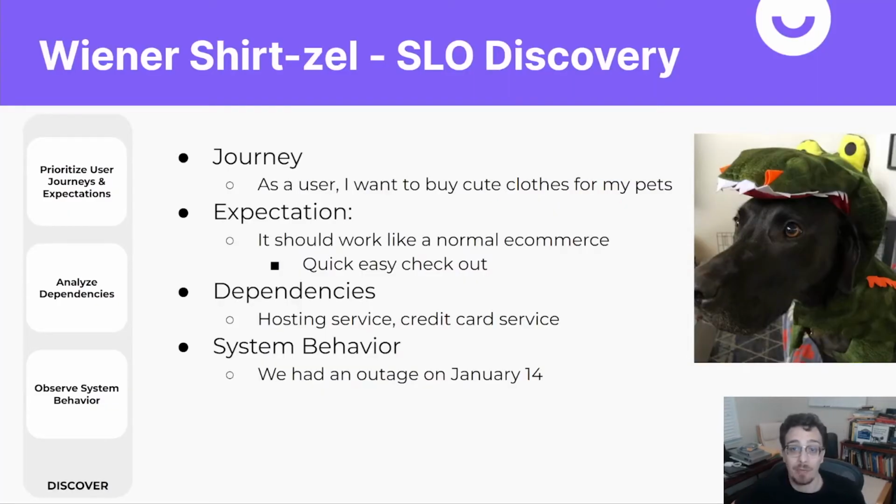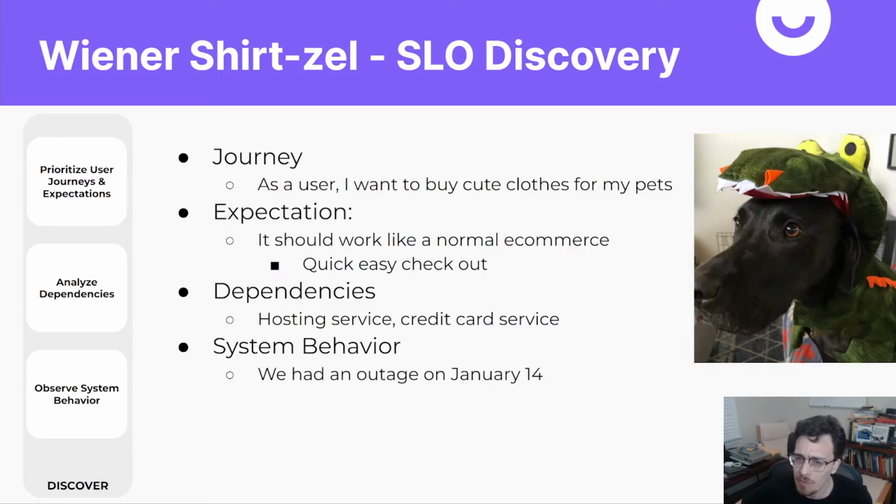The first step of the discovery phase is to identify the user journey. As a user, I want to buy cute clothes for my pets. Okay, this is pretty reasonable. What expectations do we have around that user journey? It should work like a normal e-commerce website, with quick and easy checkout. It's also pretty reasonable. What dependencies exist? We're dependent upon our hosting provider and our card processor. Alright, this is pretty standard for e-commerce.